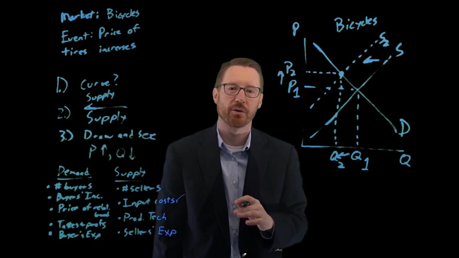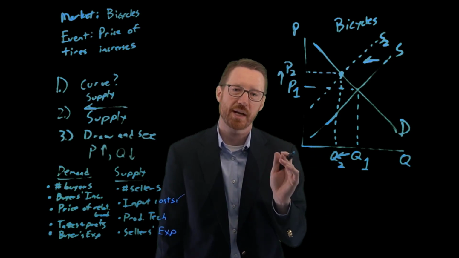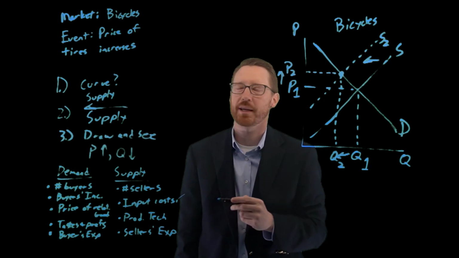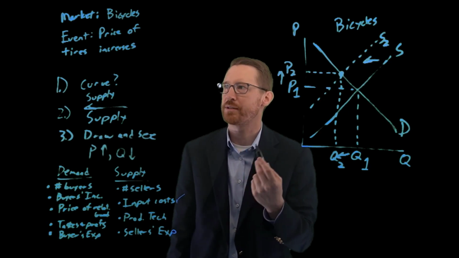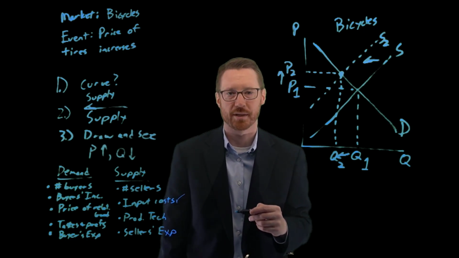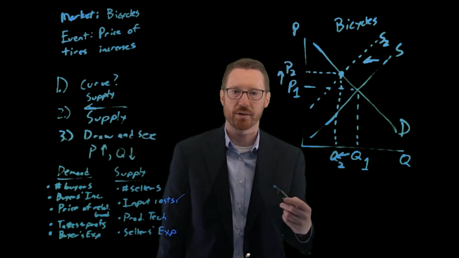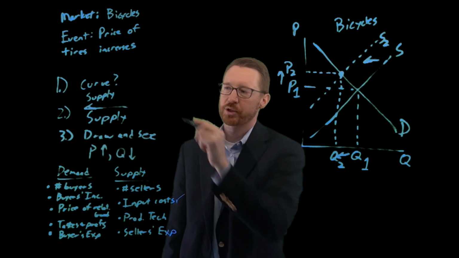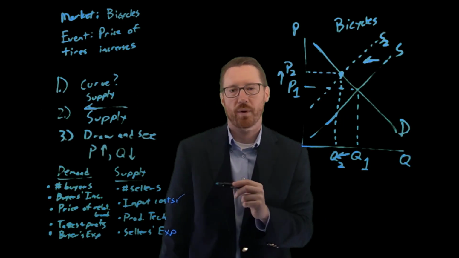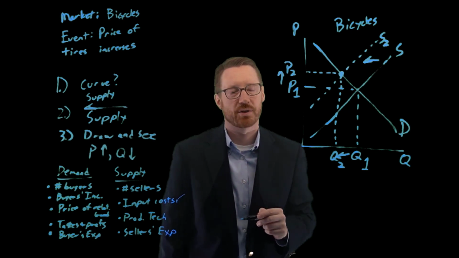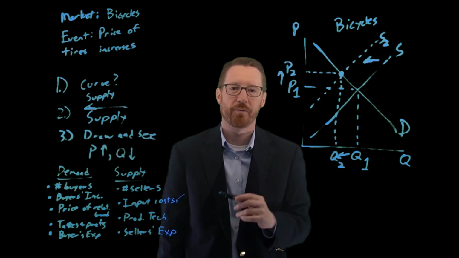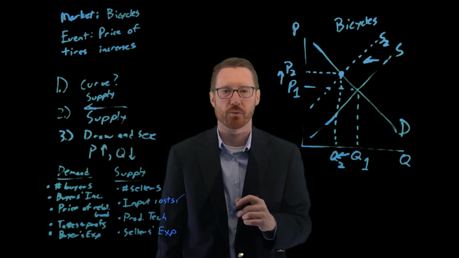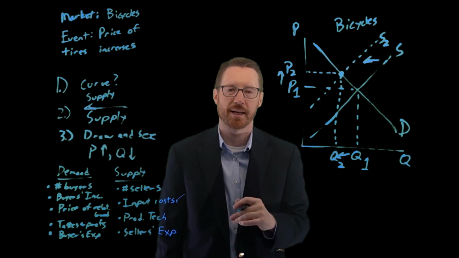The key to working through hard problems is to take them and break them down into smaller problems. A question like this, what happens to the market for bicycles if the price of bicycle tires increases, breaks down into 3 small problems. Which curve is affected? Which direction? Draw it in and see what happens. Hopefully you're getting a feel for how we can use our 3-step process to work through shocks to economic markets.